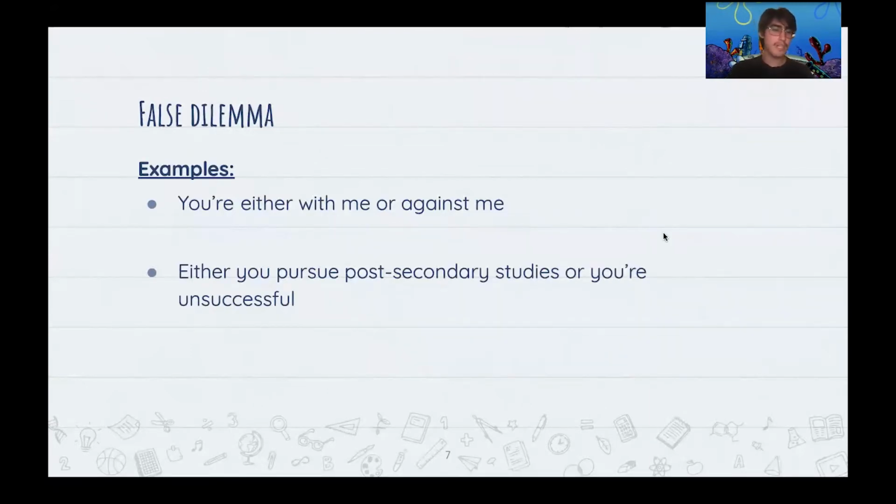So here's another example: either you pursue post-secondary studies or you're unsuccessful. I think that as students, we've heard this a lot throughout our academic career. And so what this example is showcasing is that you either have success when you follow post-secondary studies, or you're simply an unsuccessful person. This, once again, is not giving place for nuance or other options, such as getting a job after high school, or maybe not being successful after pursuing post-secondary studies. Also, it doesn't take into account the struggles that someone may have, or the reasons behind why someone is not able to continue post-secondary studies, which may not be linked to how successful or unsuccessful that person may be.